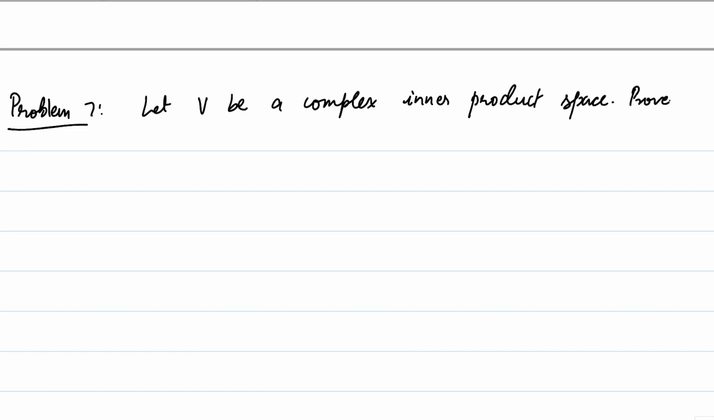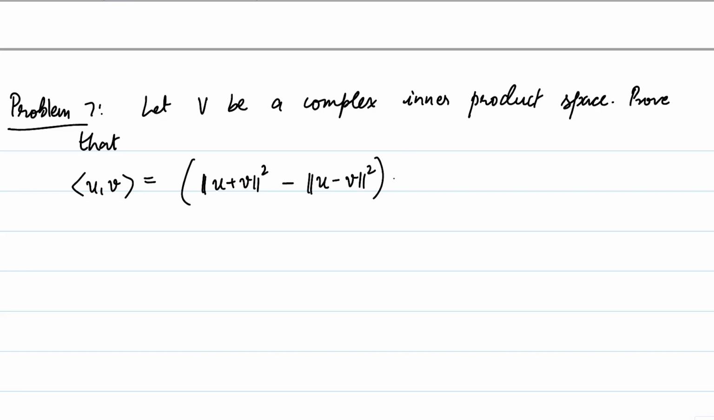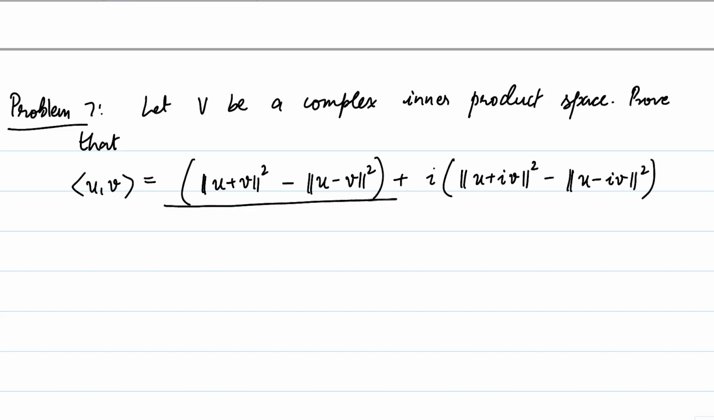Prove that the inner product of u comma v is equal to the length of u plus v the whole square minus the length of u minus v the whole square plus i times the length of u plus iv the whole square minus the length of u minus iv the whole square, whole divided by 4. Okay, let's see what this is. So let's look at what the RHS is going to behave like.